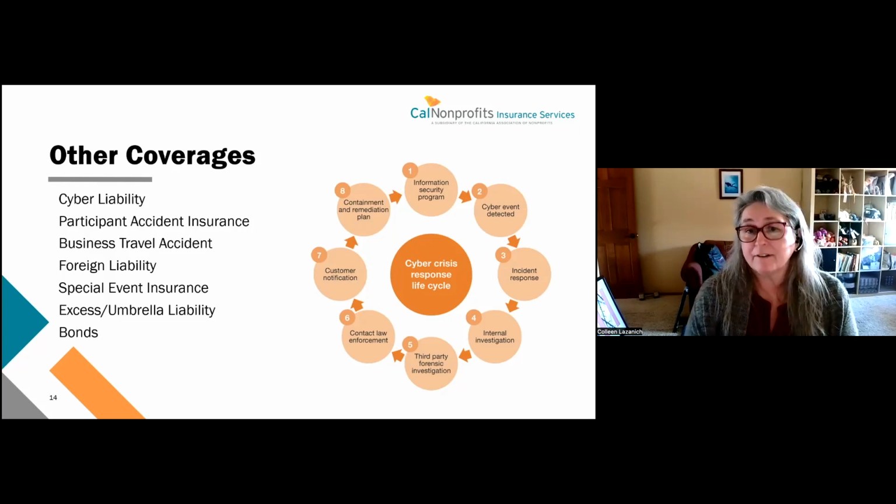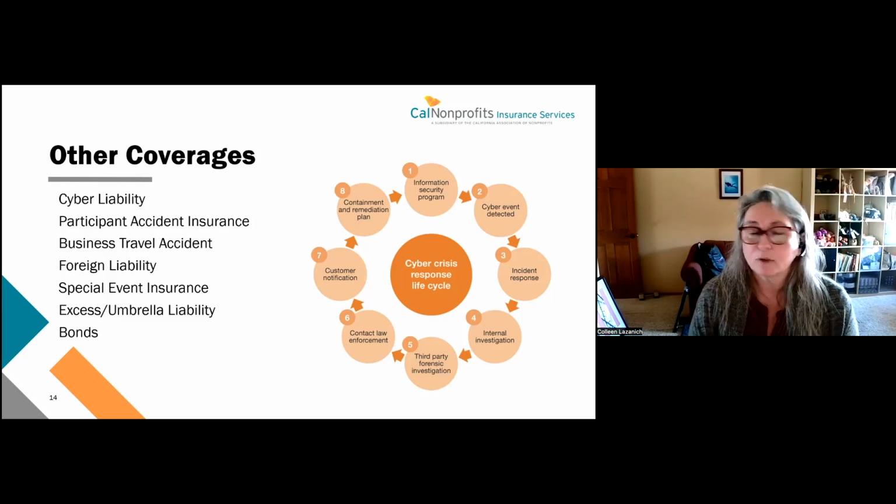If you have a special event that is not covered by your general liability policy or not covered by your other insurance, you can purchase separate special event insurance. But check first to see if it is covered or can be covered under your general liability policy. Excess and umbrella liability are limits above and beyond.